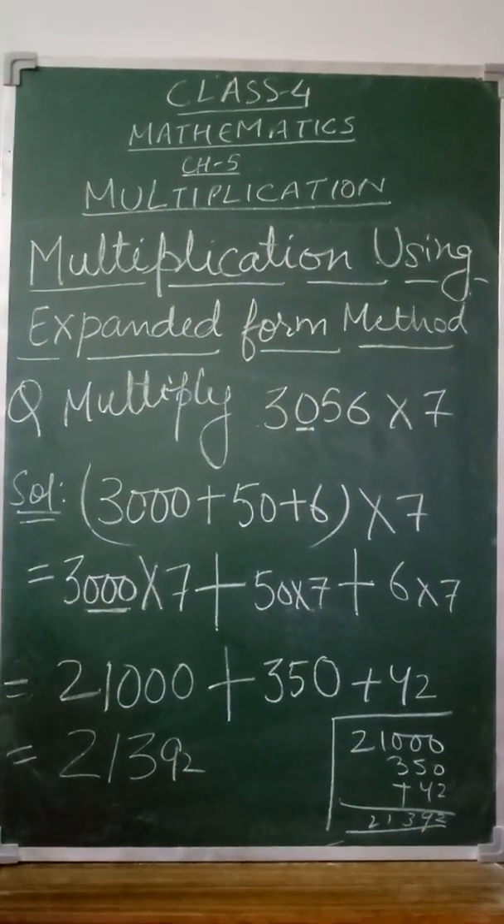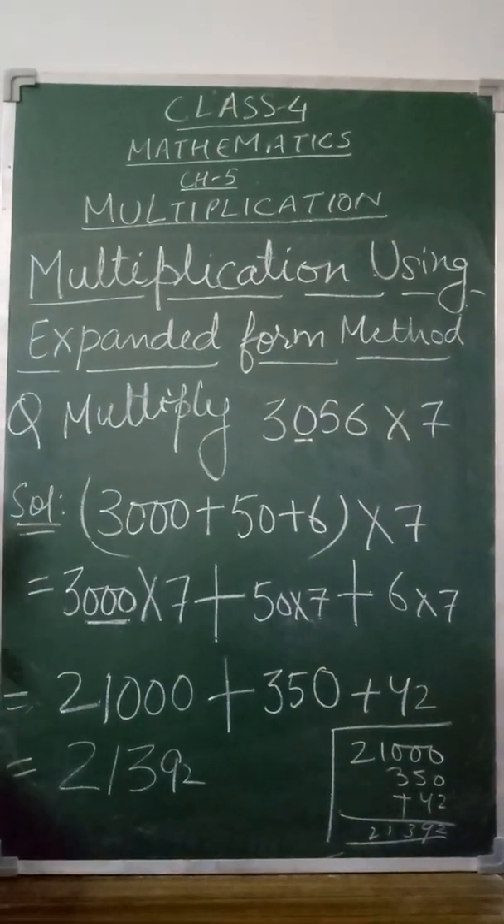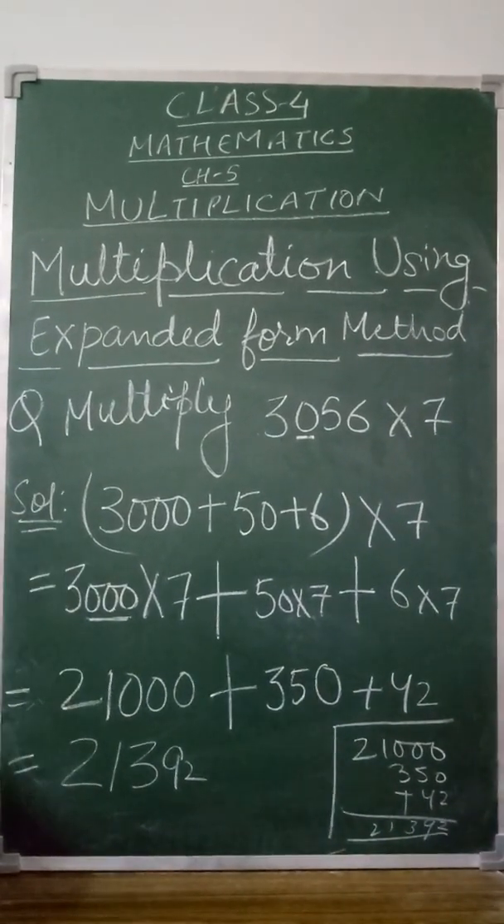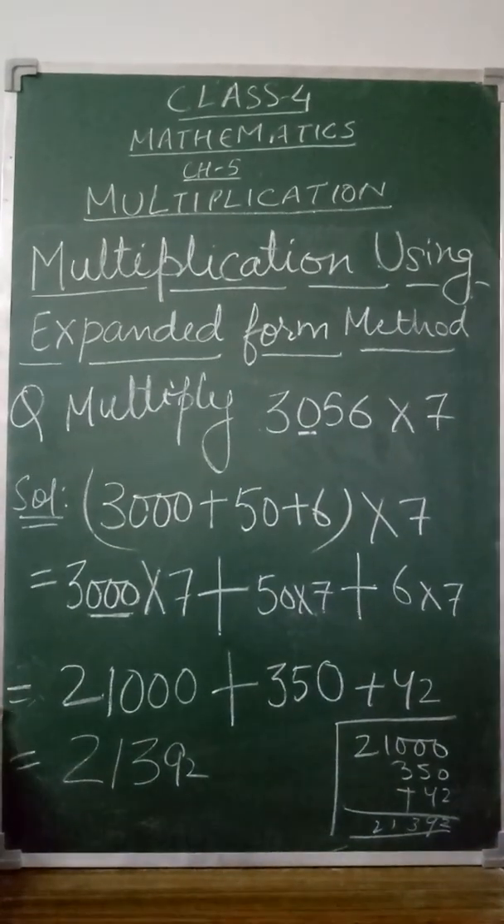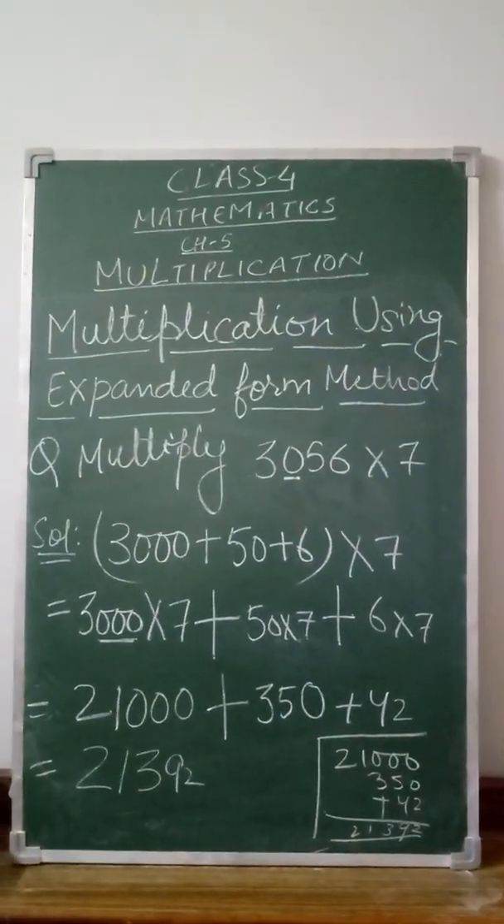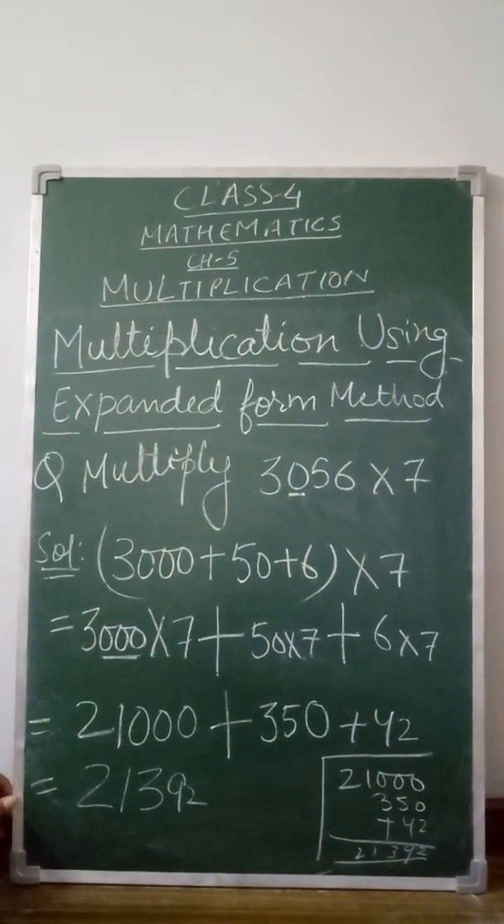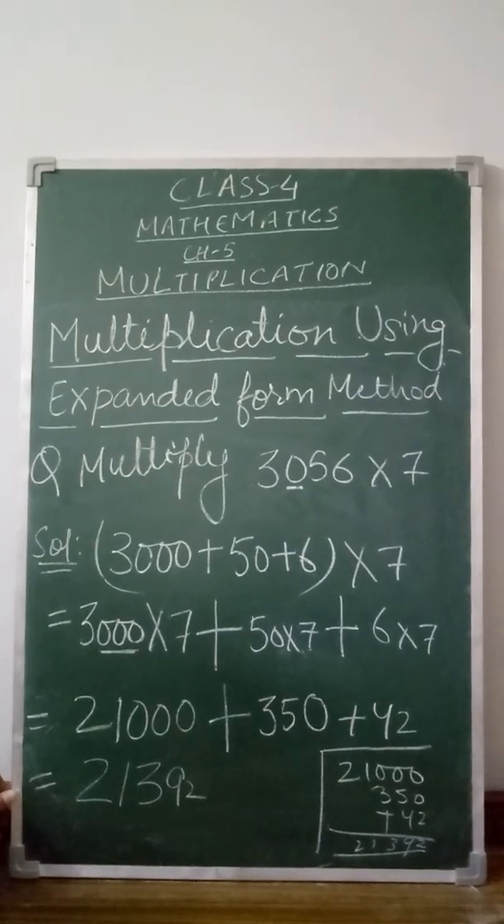So this is the way to do the multiplication by the expanded form method. This is called the short form method also. So I guess, student, you understand how to multiply any 2 numbers with the help of this method. Thank you, student. That's all for today's session. I have completed 2-3 topics during today's session.